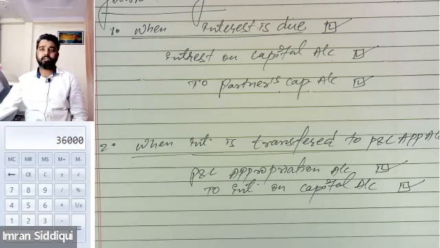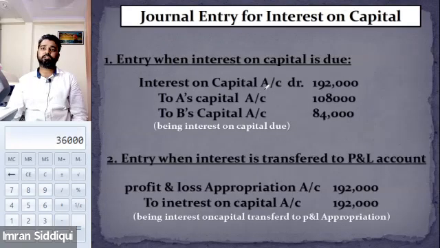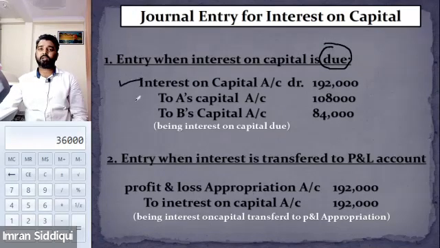Now let's understand how the general entry will be done in this particular question. Let me show you the general entry. First of all, when the interest is actually due, the general entry on that date will be interest on capital account debit to A's capital account, to B's capital account.